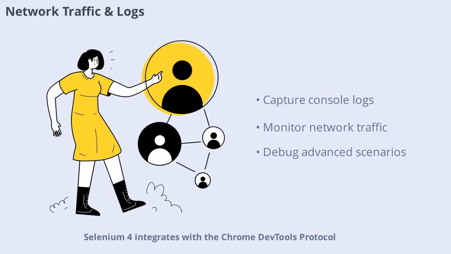Selenium 4 integrates with the Chrome DevTools protocol, allowing you to listen to network traffic and capture console logs. This is invaluable for debugging, performance monitoring, and advanced automation scenarios like geolocation mocking or network throttling.